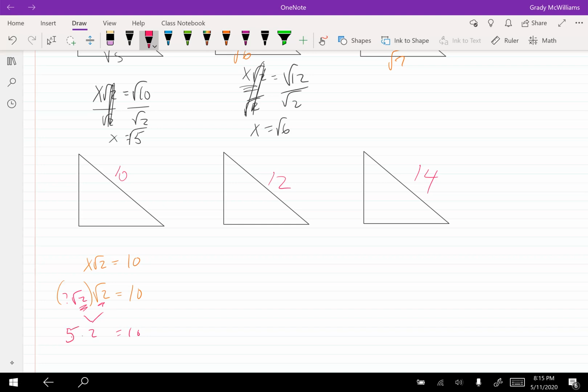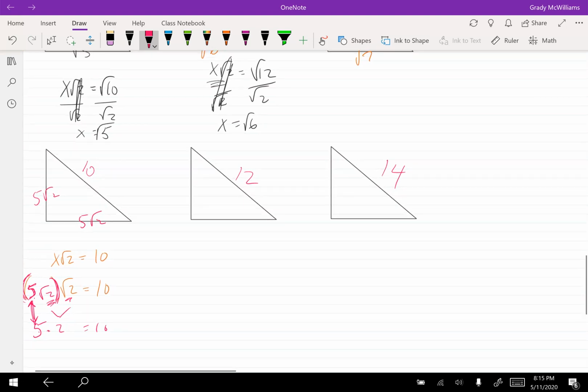And hopefully you guys are looking at this and saying, oh, well, 5 times 2 makes 10. So this has to be a 5. Okay? So if that's a 5, then the answer is 5 square root of 2 times square root of 2 makes 10. This is the hypotenuse. I'm sorry, not the hypotenuse. This is the leg. A leg times square root of 2 makes the hypotenuse. Now that tends to cause a lot of problems. The answer is 5 square root of 2.